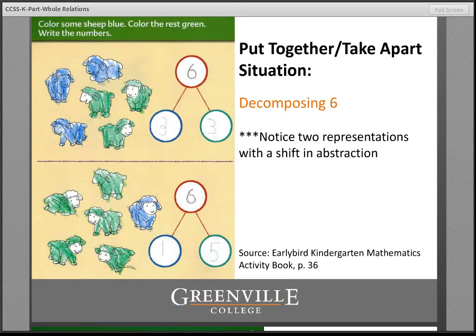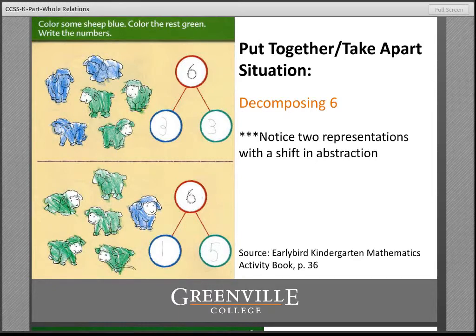I have 6 sheep. Some are blue and some are green. How many blue sheep could I have, and how many green sheep might I have? Essentially, that's the exact same kind of wording that we saw in the example problem that was given in the problem chart. But now we can also color it, so they actually decide for themselves how they're going to partition the sheep, and then they record their thinking in a number bond.